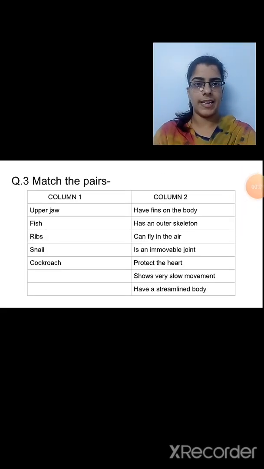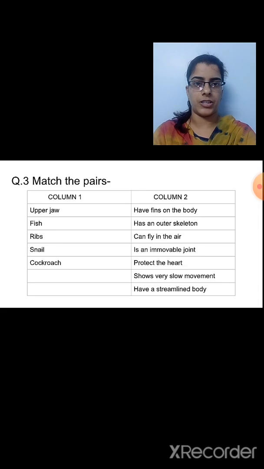Now question number 3 is match the pairs. We have 2 columns given, column 1 and column 2. We have to match column 1 with the right answers from column 2. Let's see. First is upper jaw. So what do you think will match with the upper jaw? Upper jaw is an immovable joint. We have studied that the lower jaw moves, but the upper jaw does not move. So upper jaw is an immovable joint.